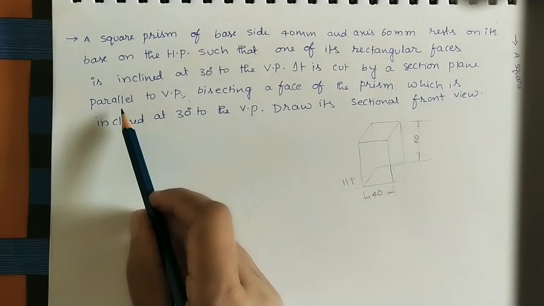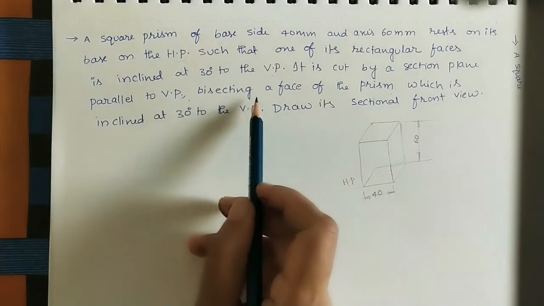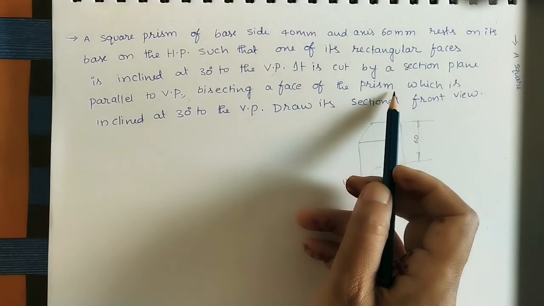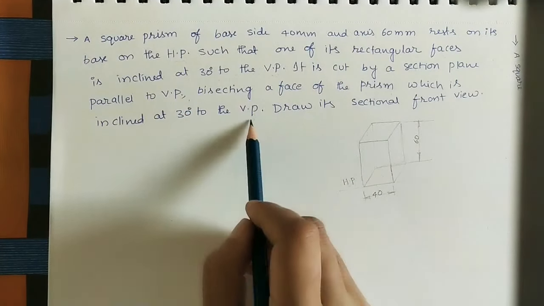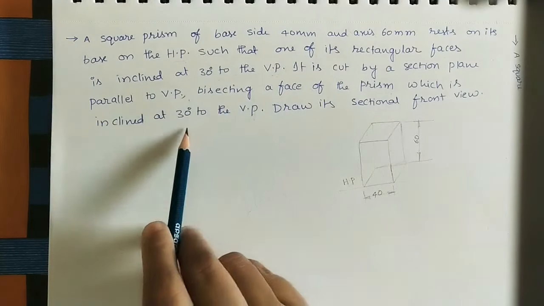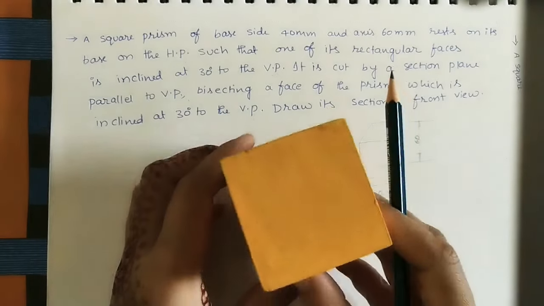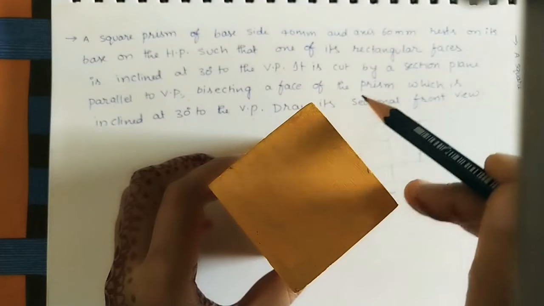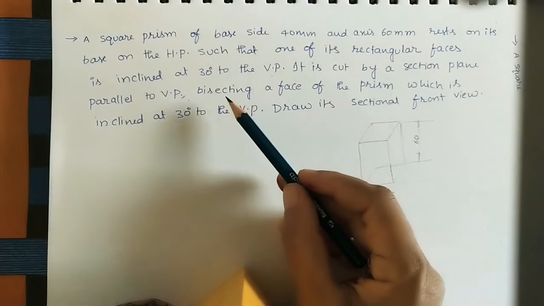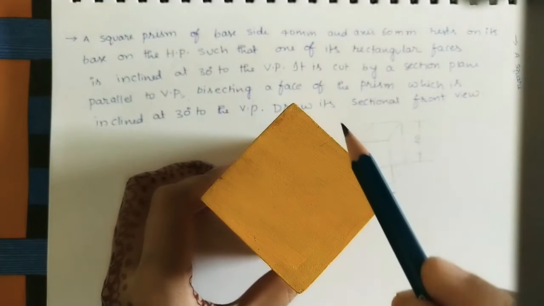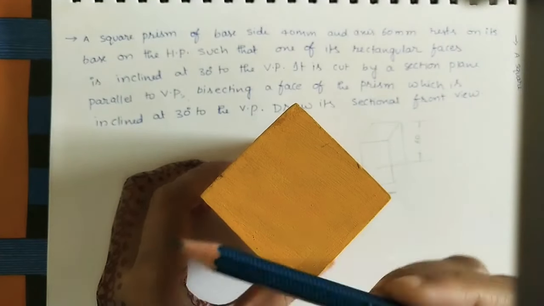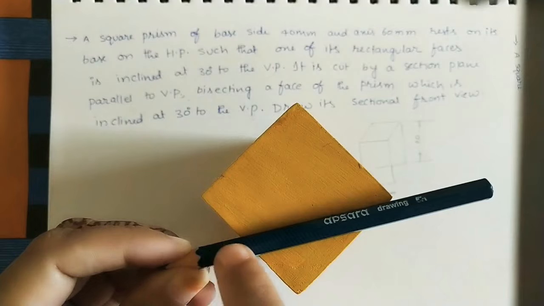Just now I told the cutting plane is parallel to VP and also bisecting a face of the prism which is inclined at 30 degrees to VP. Just now we have taken the same sentence. One of the faces is tilting 30 degrees to VP, like this. This face is tilting 30 degrees to the VP. Now this cutting plane is also bisecting a face of the prism. Whatever face is tilting 30 degrees, this cutting plane is bisecting that face.